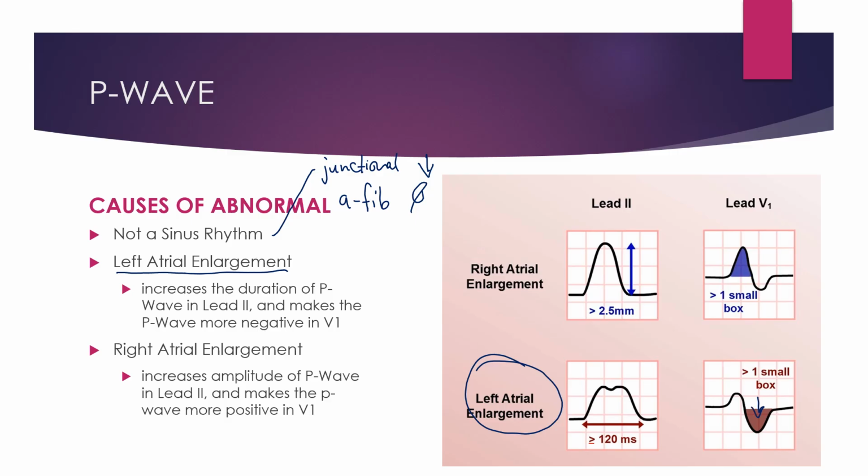In right atrial enlargement, over here at the top of the screen in this picture, the P wave amplitude will be taller. So it doesn't increase the width, it increases the height of the P wave. So right atrial enlargement, the P wave gets taller, greater than 2.5 millimeters. And then in V1, it becomes more positive, greater than one box in height. So those are some things that would cause changes to the amplitude and width of the P wave.